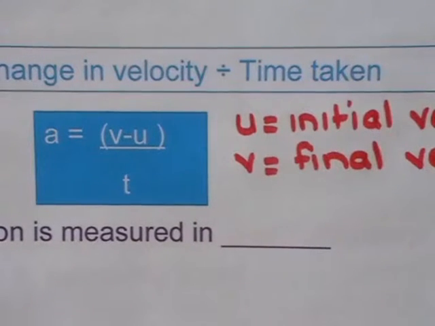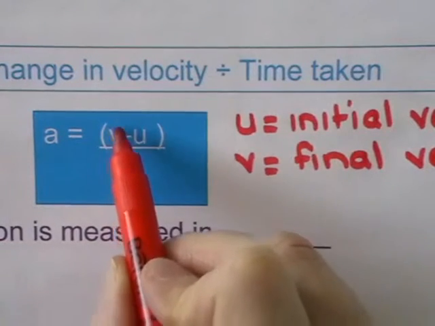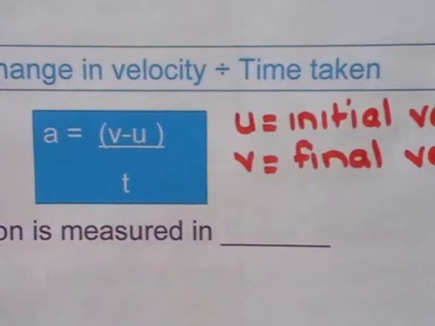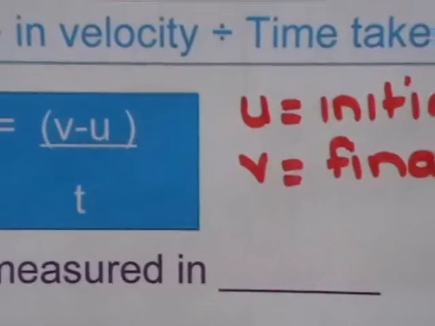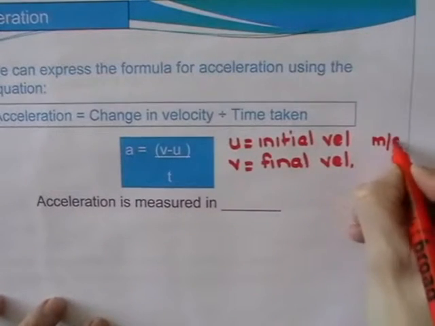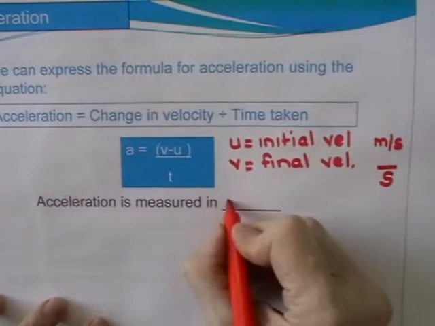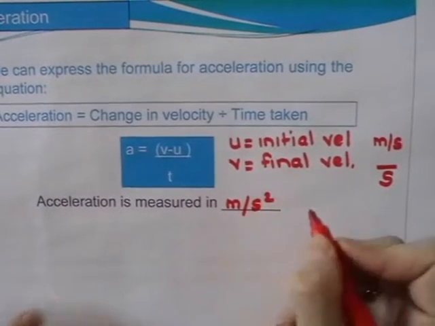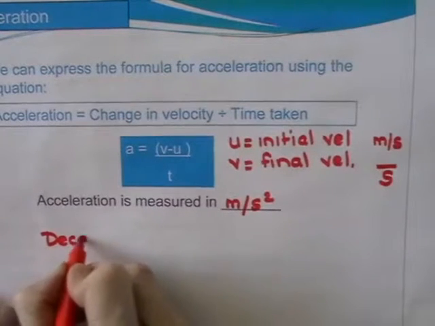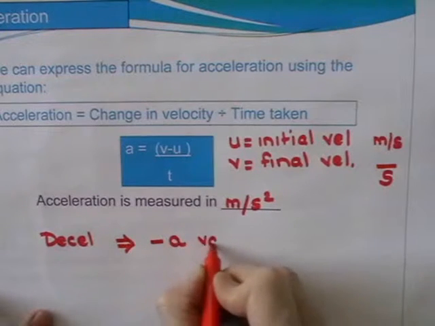If your object's slowing down to rest, your final velocity will be 0. So you'll be doing a sum 0 minus a number, and that will give you a negative value on the top, and it gives you a negative answer. And therefore that's a deceleration. So what's that measured in? Well, we know velocity is measured in meters per second. And we know time is measured in seconds. So it's meters per second over seconds. And we say that's meters per second squared. And I'm just going to write in here, deceleration has a negative acceleration value.